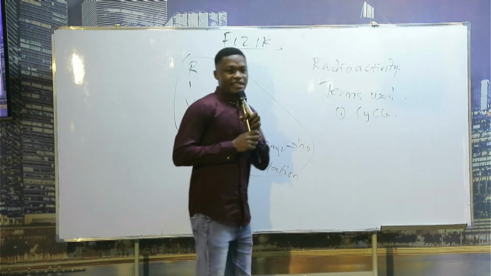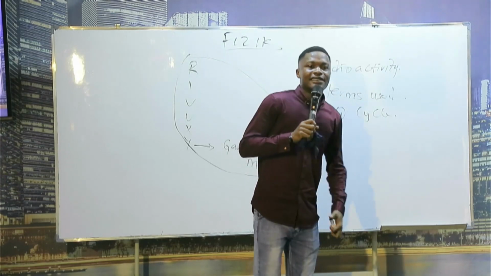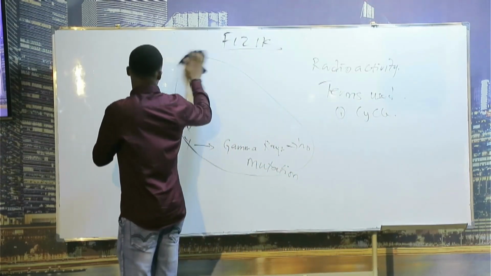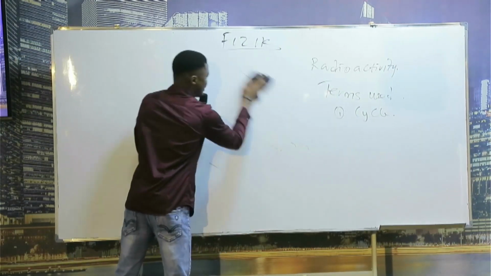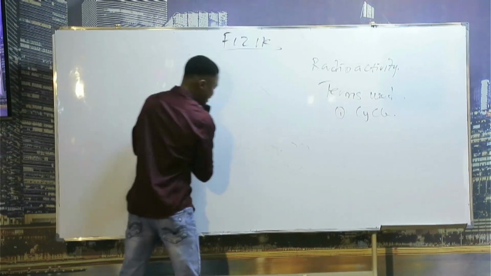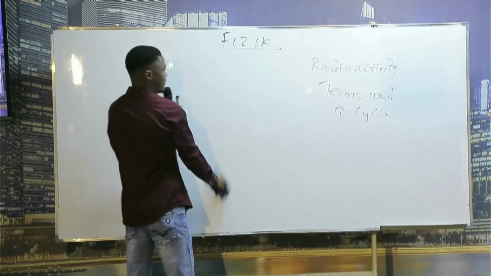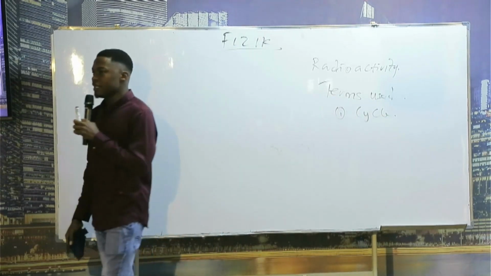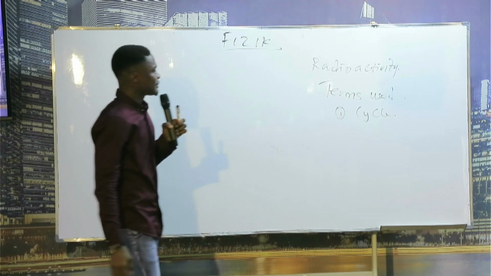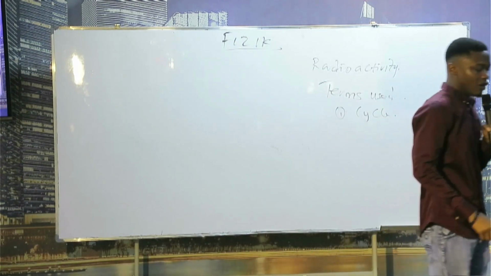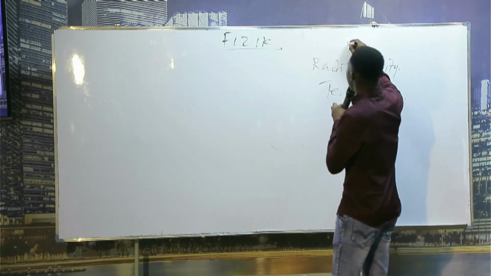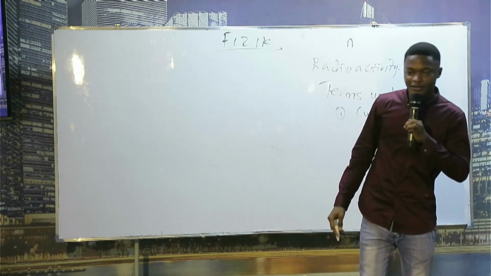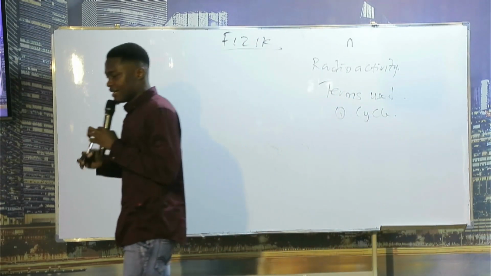Cycle. Have you written cycle? It is a complete up and down movement of a wave. Full stop. It is represented by any small letter n.